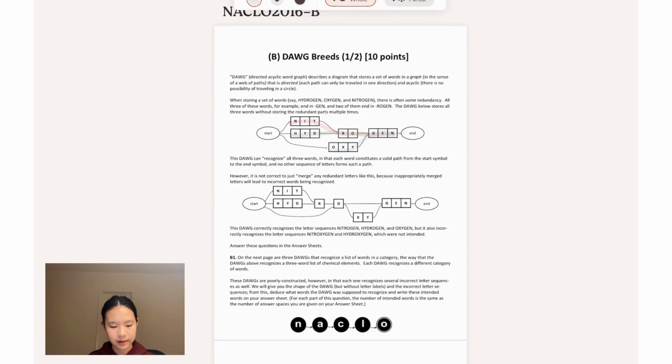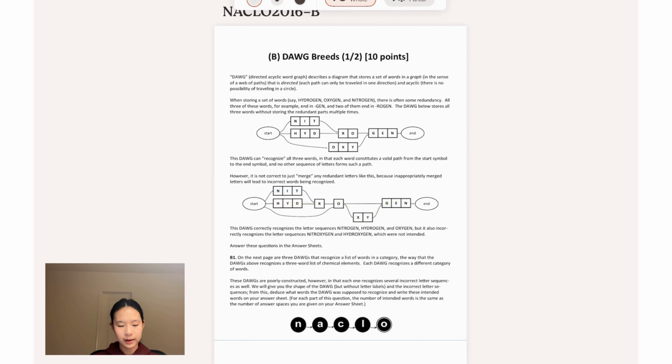This DAWG can recognize all three words in that each word constitutes a valid path from the start symbol to the end symbol, and no other sequence of letters forms such a path. However, it's not correct to just merge any redundant letters like this, because inappropriately merged letters will lead to incorrect words being recognized. In this DAWG, you have nitrogen, hydrogen, oxygen, but you also have nitrooxygen and hydrooxygen, which are not intended words.